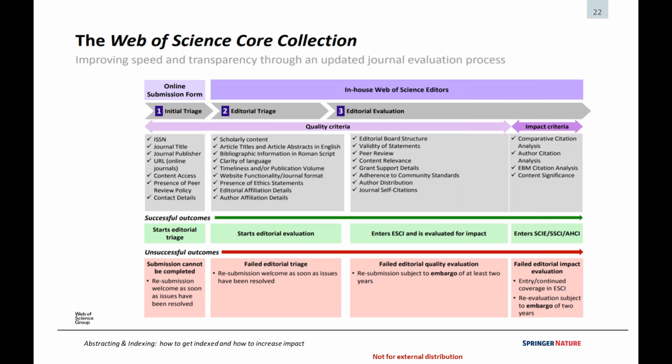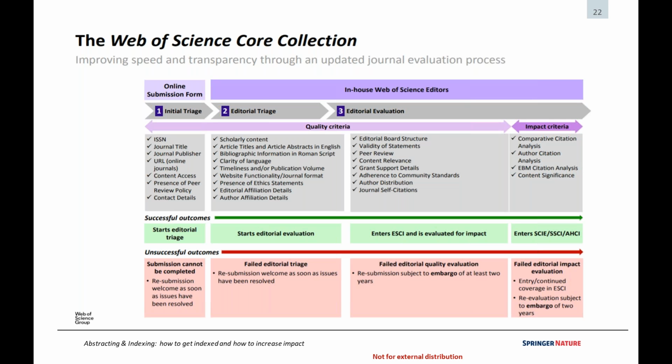And the reason it is extremely important is because last year, Clarivate Analytics, Web of Science, revised the requirements for the content. So what you are seeing, columns number 1, 2, and 3, these are the requirements that all journals must meet if the journal wants to get selected for Web of Science. And column number 1, initial triage, editorial triage, and editorial evaluation, these are the requirements that are needed for the journal to get selected for Emerging Sources Citation Index.